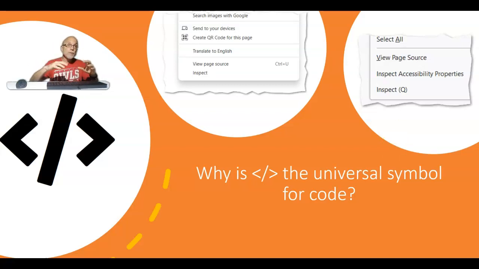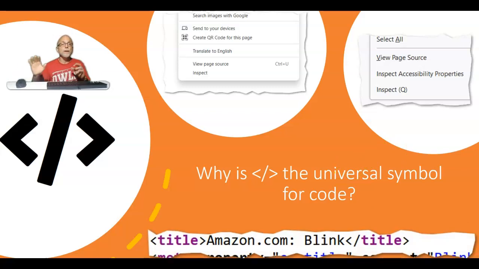and on that tab, you're going to see a whole bunch of gobbledygook. You're going to see curly brackets, text, words you don't understand, and angle brackets. When I did this on Amazon.com, I scrolled down a little bit, and about 30 lines in or so, look what I saw. I saw angle bracket, title, close angle bracket, Amazon.com, and then angle bracket and a slash, and then title, close angle bracket. This is not a special Amazon thing.